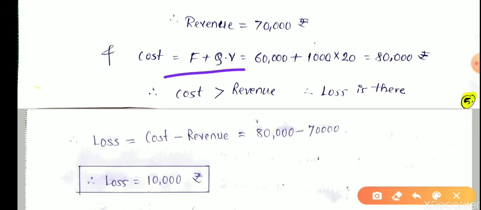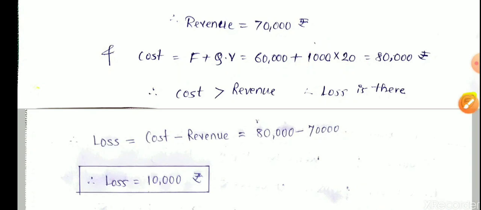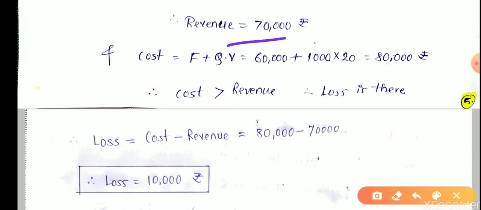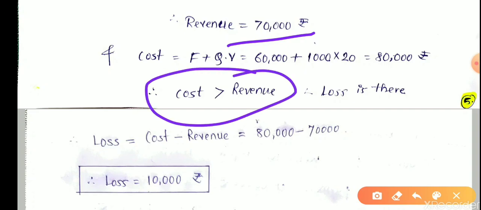F is the fixed cost, that is 60,000. Q is how many units we have produced, 1000 units, and V is the variable cost, the manufacturing cost of a single unit. So our total outgoing was 80,000 rupees. But total incoming was 70,000 rupees. Outgoing is greater than incoming, cost is greater than revenue. Definitely here is a loss.